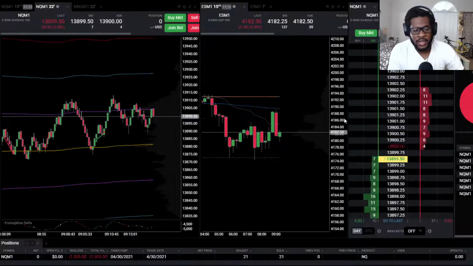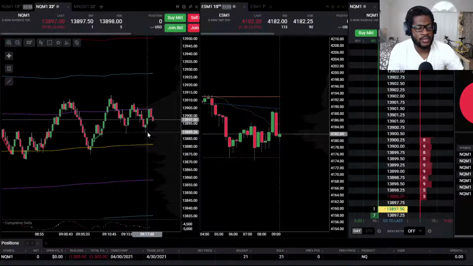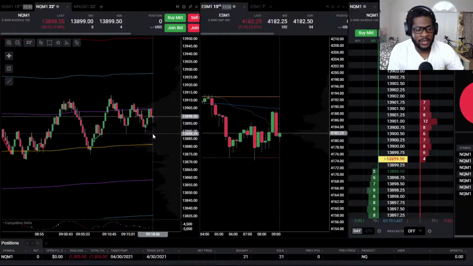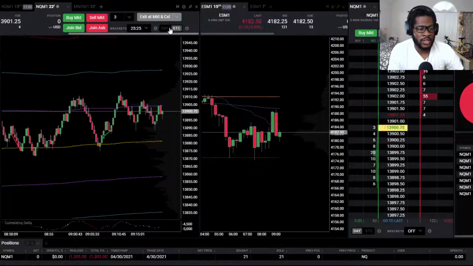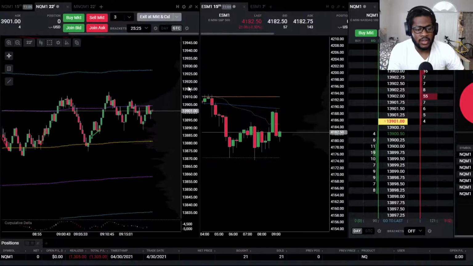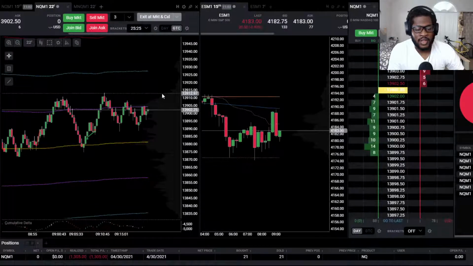For those joining, I'm trading the Nasdaq futures. We're doing 3 contract scalps, trying to get in and out pretty quick. 3 contracts is pretty big as far as contract size. A lot of risk, a lot of reward.